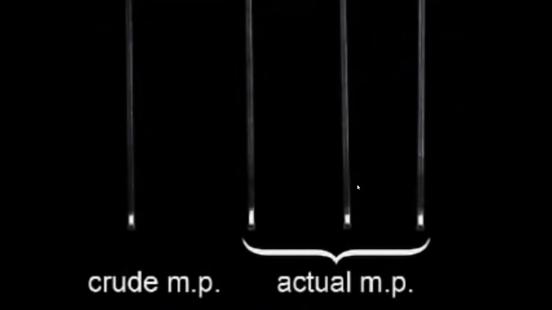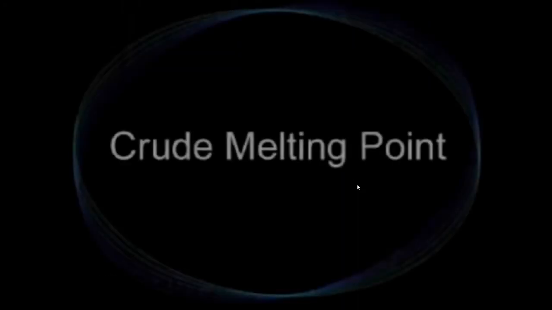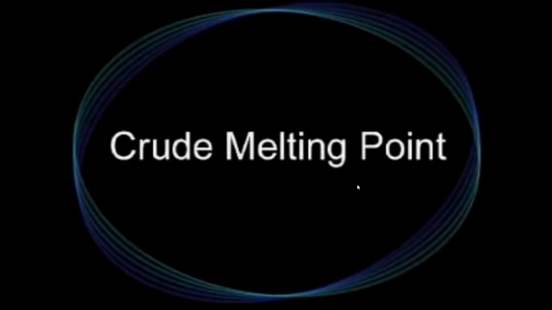Prepare 4 capillary tubes of your sample. One filled capillary tube will be used to determine a crude melting point, and the other 3 will be used to determine your actual melting point in triplicate. If you do not know the expected melting point of your compound, you must first determine a crude melting point. Finding the approximate melting point of the sample will save a lot of time when performing the actual measurement.